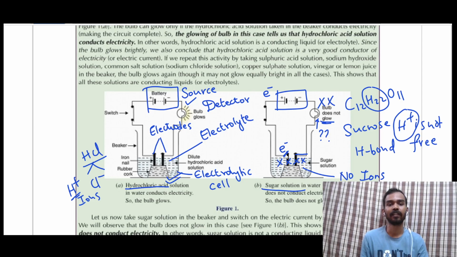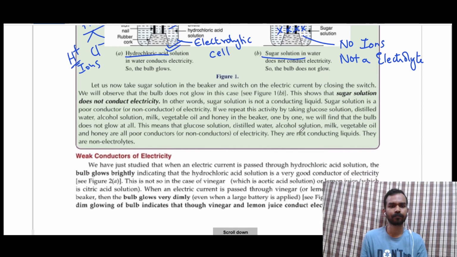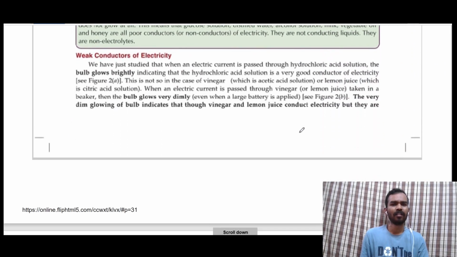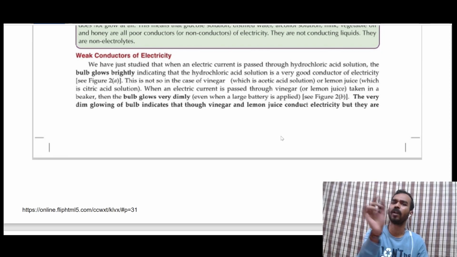Therefore, the current will stay till the electrodes itself. There are no ions in the solution. So current will not flow through the liquid. So the bulb will not glow because there is no circuit completion. So now coming to weak conductors of electricity. I told you sugar, there are no ions at all. That means it cannot conduct. Okay. So it is not an electrolyte at all.